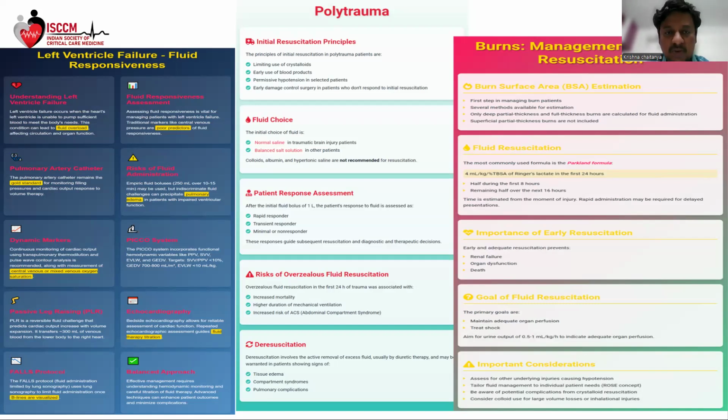In trauma patients, polytrauma patients, early use of fluids, early use of blood products, limiting aggressive fluid resuscitation is now considered. Normal saline is preferred in traumatic brain injury, balanced salt solution in other patients. There are three types of responders in a polytrauma: rapid responder, transient responder, non-responder. Deresuscitation is important to prevent tissue edema, compartment syndrome. Coming to burns, first step in management is calculating body surface area and giving fluids 4 ml per kg. Importance is early resuscitation prevents renal failure, organ dysfunction, even death to an extent.